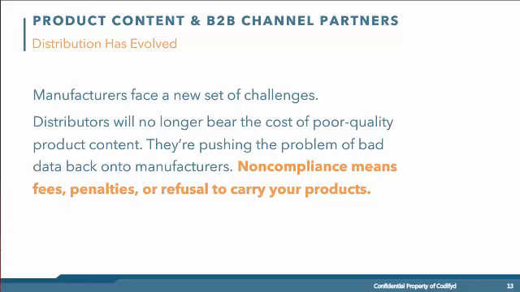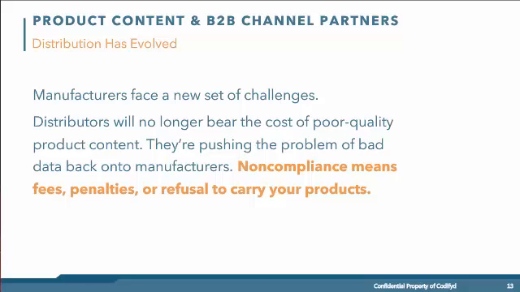And when the idea of product content started, distributors bore the cost, right? Distributors had to pick up the cost of producing product content, and that was the way that business was done. But lately, we're discovering that manufacturers are facing a whole new set of challenges, in part led by the retailers that are coming into the game. Distributors are no longer bearing fully the cost of poor product content. They're pushing the costs of bad product content onto manufacturers.